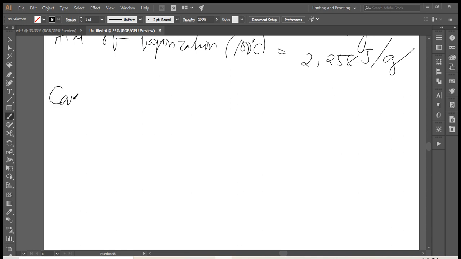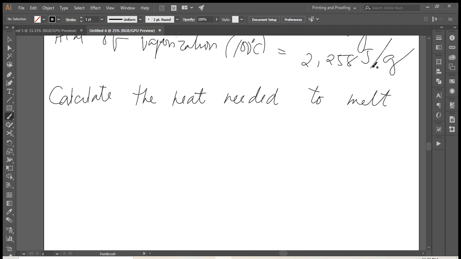So, the problem is you have to calculate the heat needed to melt 100 grams of ice. So, you have to compute for the heat needed to melt 100 grams of ice.